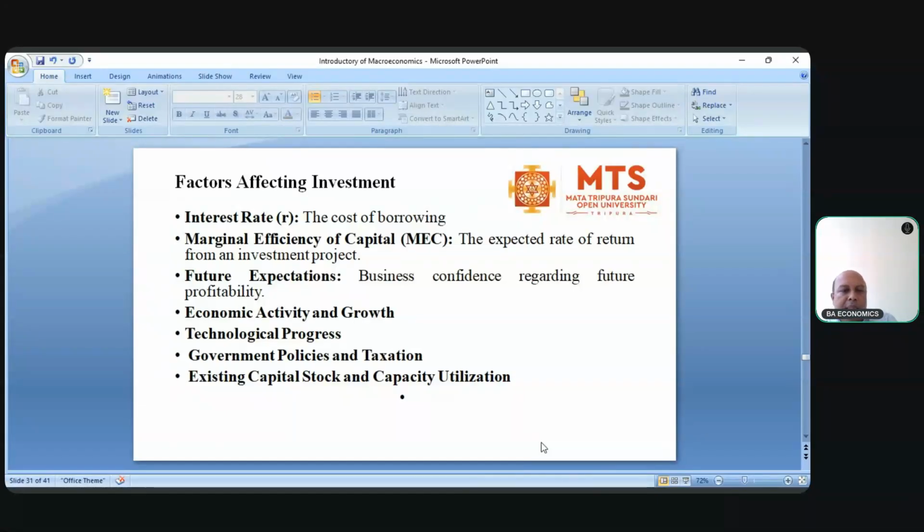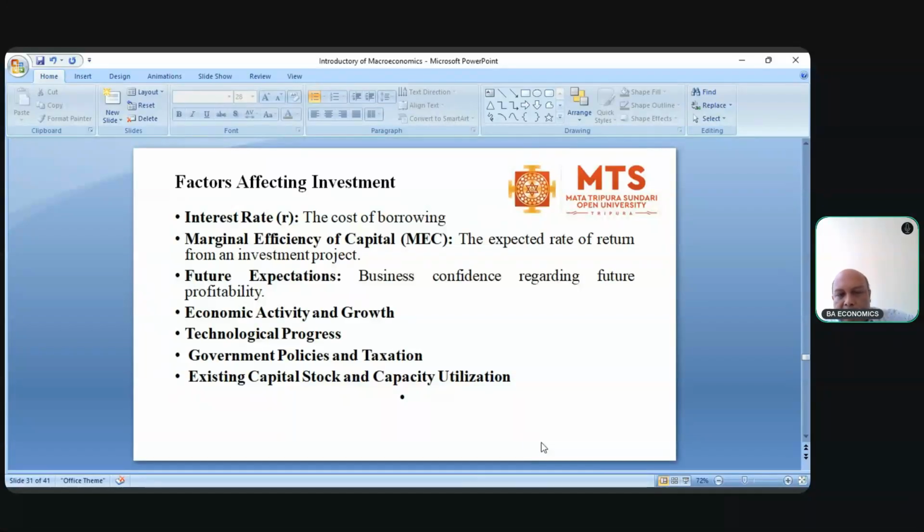Suppose government increases corporate tax or taxes on entrepreneurs or corporates. If taxes on corporates or entrepreneurs increase, then investment will decline. And if the opposite happens, if government reduces corporate tax and other taxes on entrepreneurs and business class people, then investment level will increase.